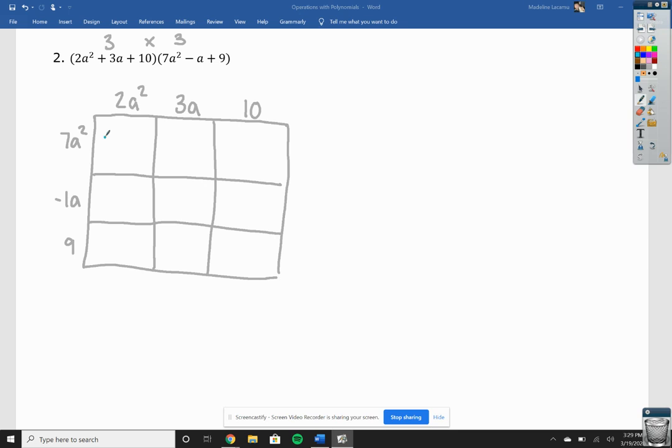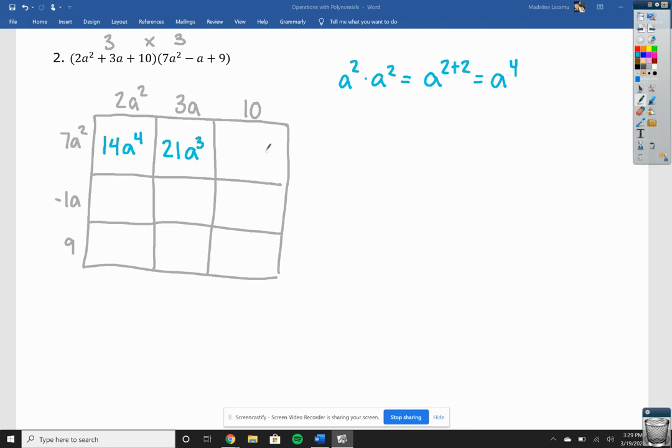So 7 times 2 is 14. A squared times a squared. So I'm going to write this one out again. Remember, you add your exponents, so 2 plus 2 would give us a to the 4th. So 14a to the 4th. Now 7a squared times 3a. 7 times 3 is 21. A squared times a to the 1st. You add them together and we get a to the 3rd.